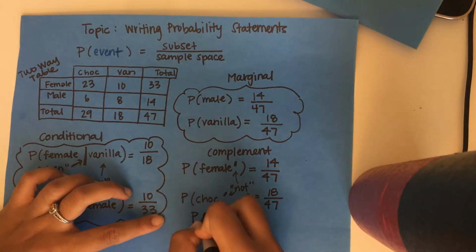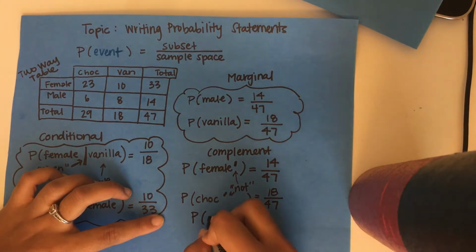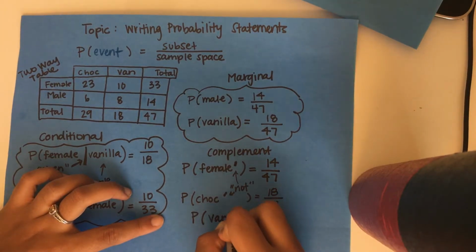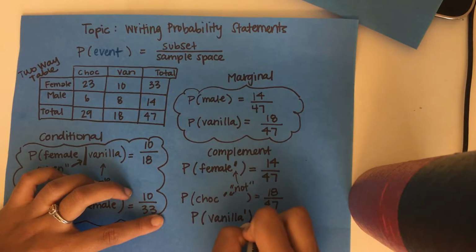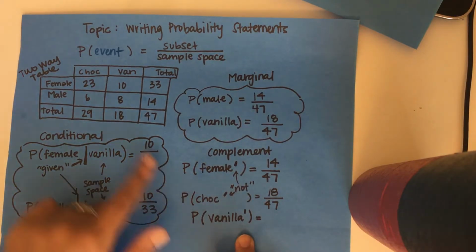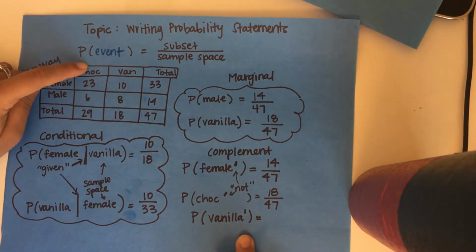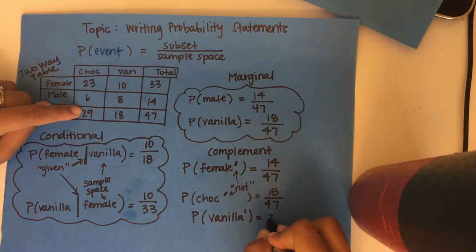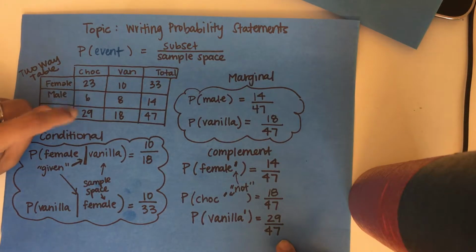Let's do one more. What is the probability that someone does not like vanilla? So we'll go to vanilla and look at its opposite. That's chocolate. There's 29 out of 47 people that like not vanilla, or chocolate.